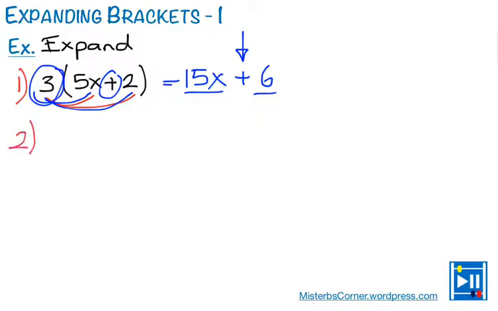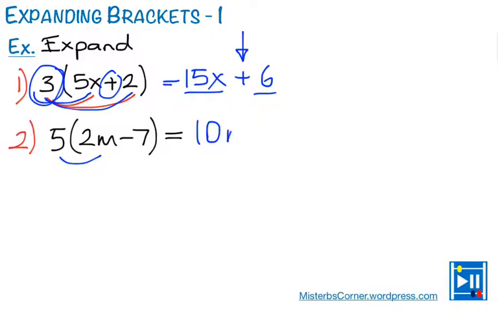Let's see another example. Let's have 5 multiplied by 2m minus 7. Now in this one we're going to do the same thing. 5 times 2 is 10, so it's going to be 10m. 5 times minus 7 is minus 35, so I write 10m minus 35.